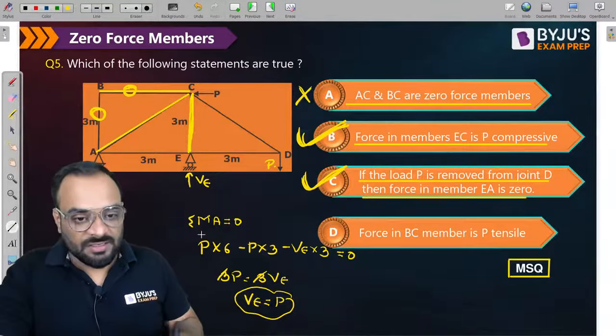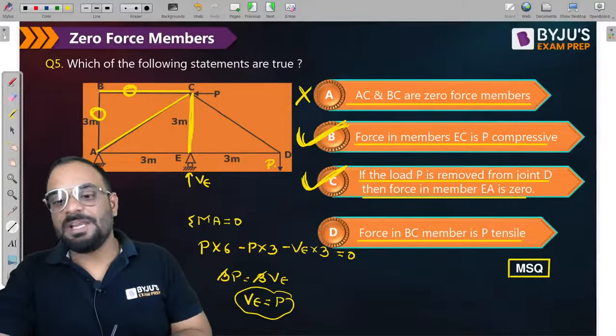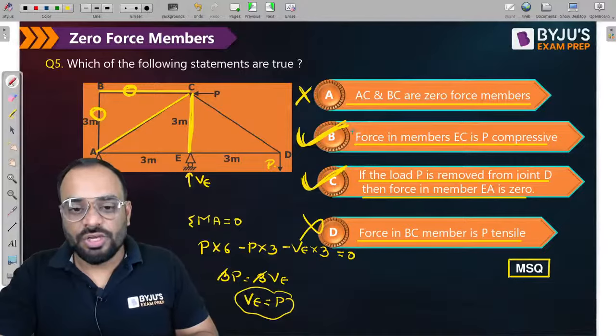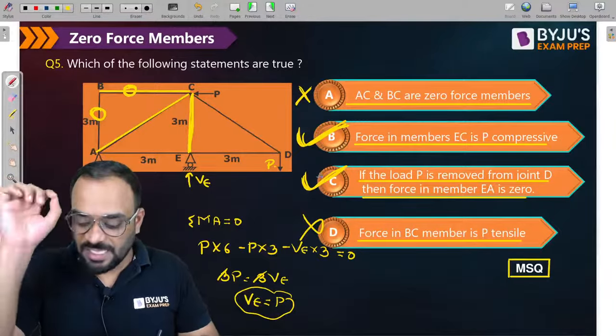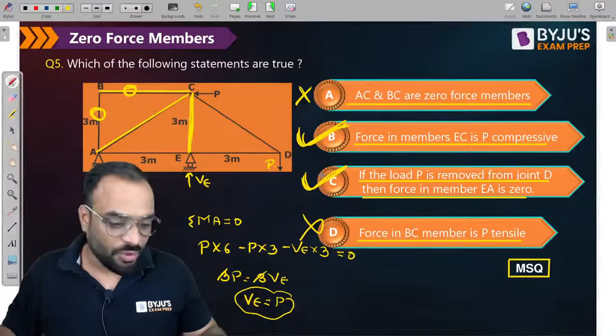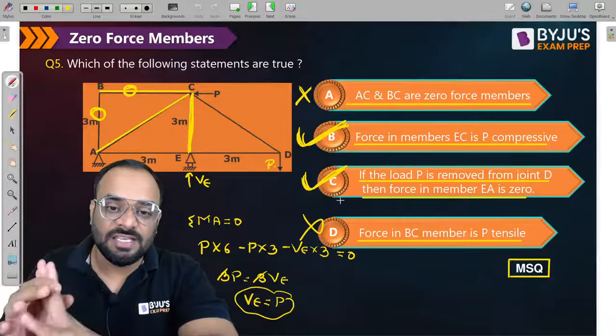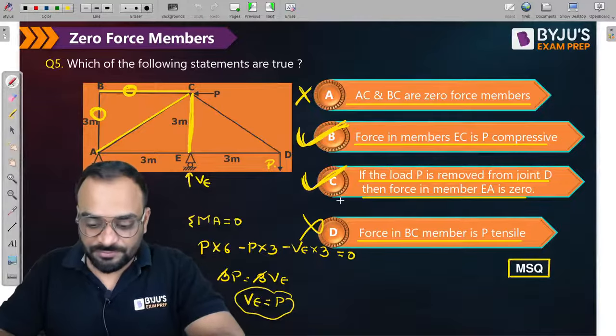Now what about BC? The force in BC member is P tensile. We know that BC is a 0 force member. So that's why this one is wrong. So only two options can be correct. B and C are the correct answer. I hope all of you are able to understand it very well. B and C are the correct answer for the question.